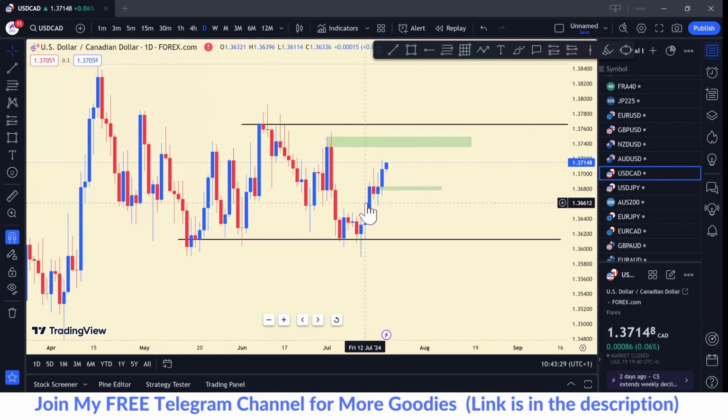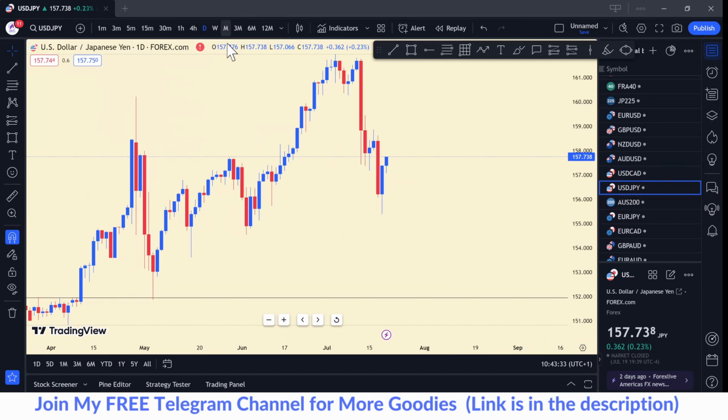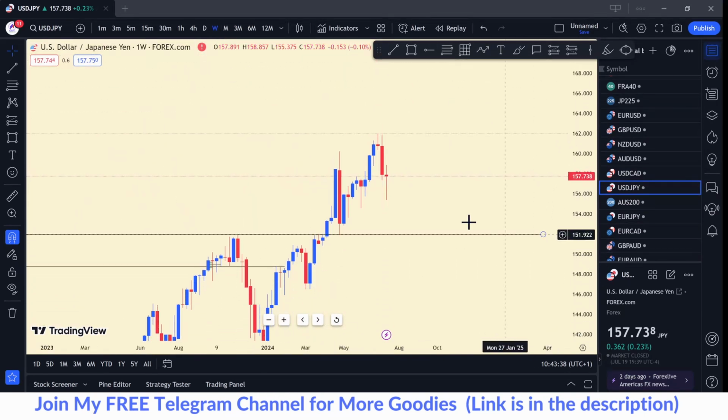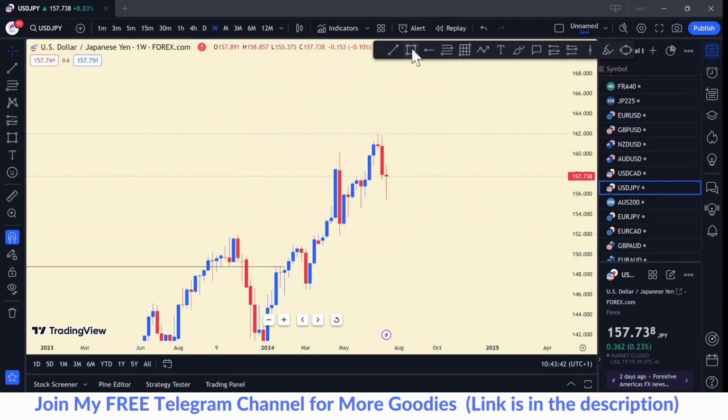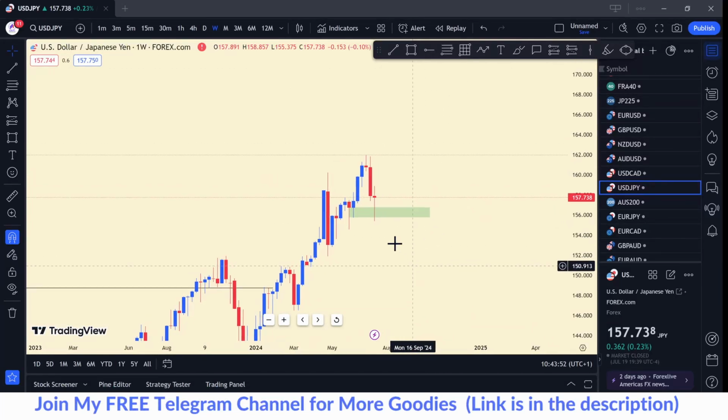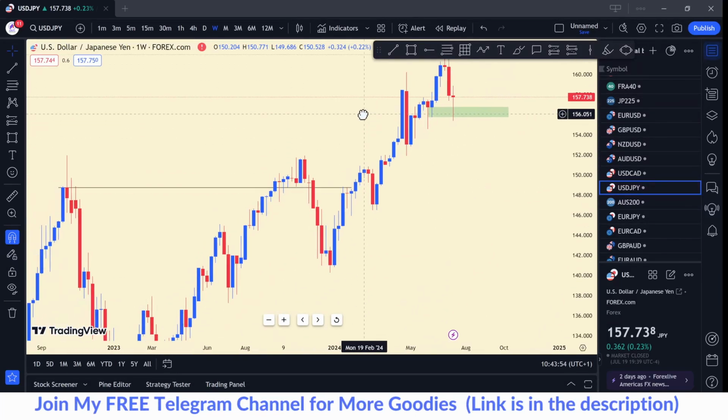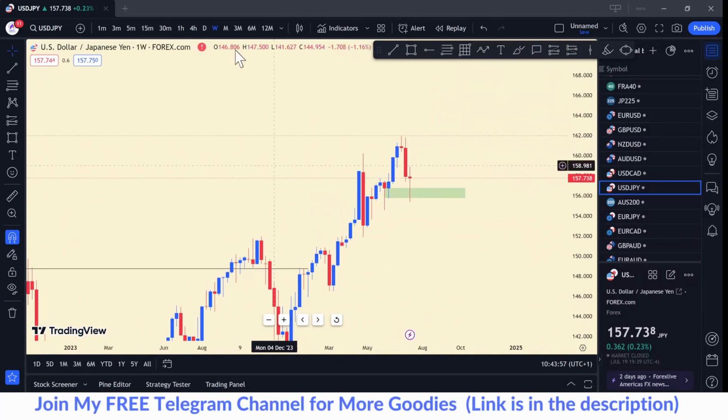Okay, so looking at USD JPY, I hardly trade this because the Japanese, most of the time they miss the opening price. But we have something nice happening here. We have a rejection last week. So could this be a beginning of a new bullish leg on USD Japanese yen?